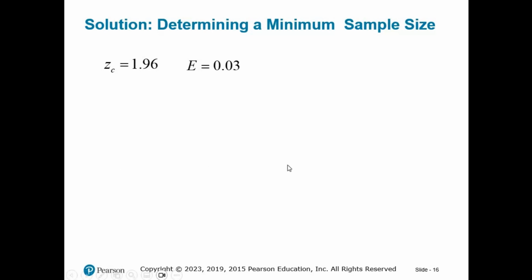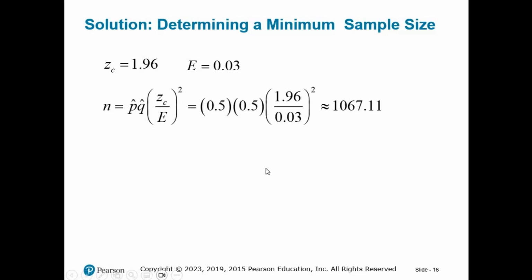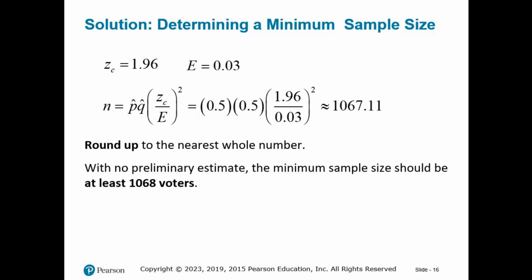Now we can do the formula for n. We have 0.5 times 0.5 times 1.96 divided by 0.03 quantity squared. We get about 1067.11. And because it's not a whole number, we round up. And with no preliminary estimate, the minimum sample size should be at least 1,068 voters. Great job. Let's do the second part.